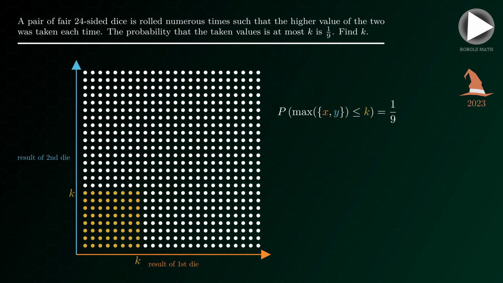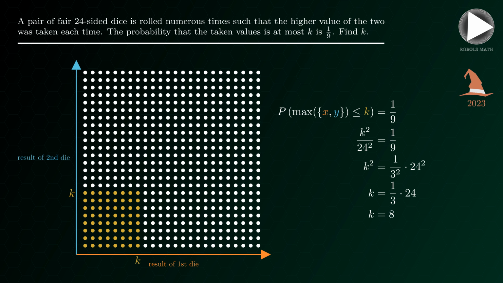There are k times k, or k squared, gold dots and 24 times 24, or 24 squared, total dots, and hence the equation becomes k squared over 24 squared equals 1/9. So now this is just a simple algebra matter. We multiply both sides by 24 squared. Then we get the square roots of both sides, noting that both 24 squared and 3 squared are perfect squares, and that we only take the positive root for both sides. We get that k is equal to 1/3 times 24, and finally we conclude that k is equal to 8.